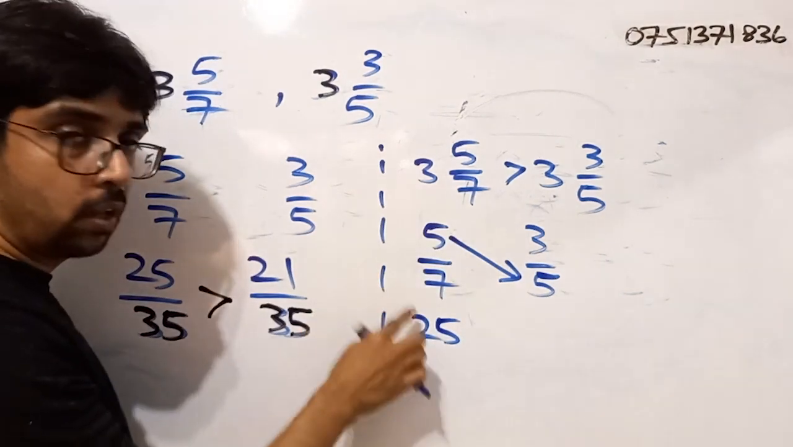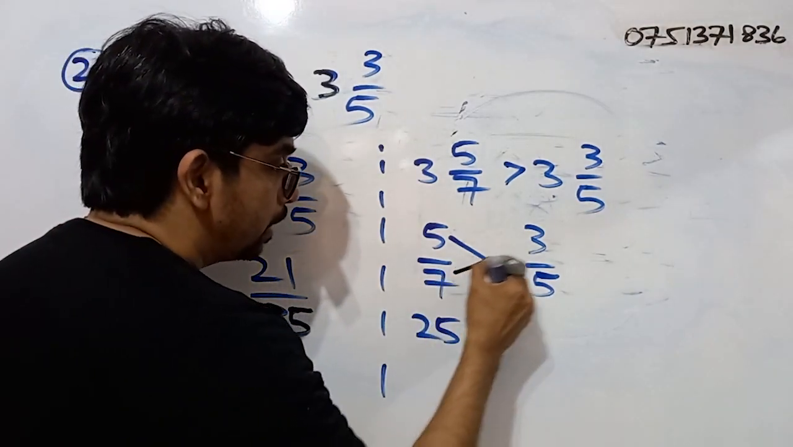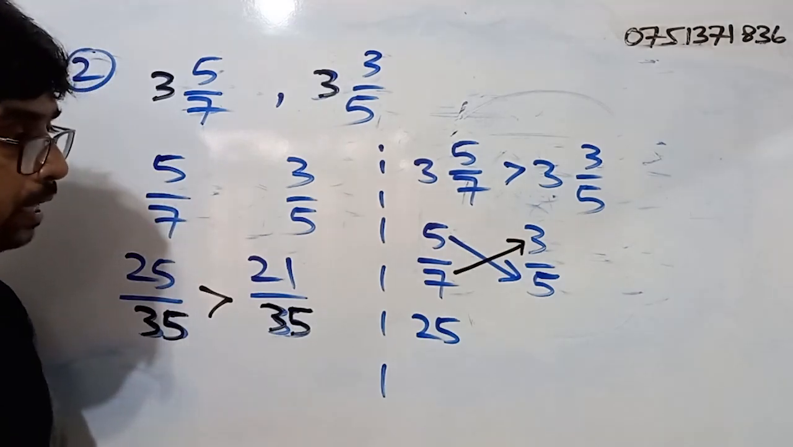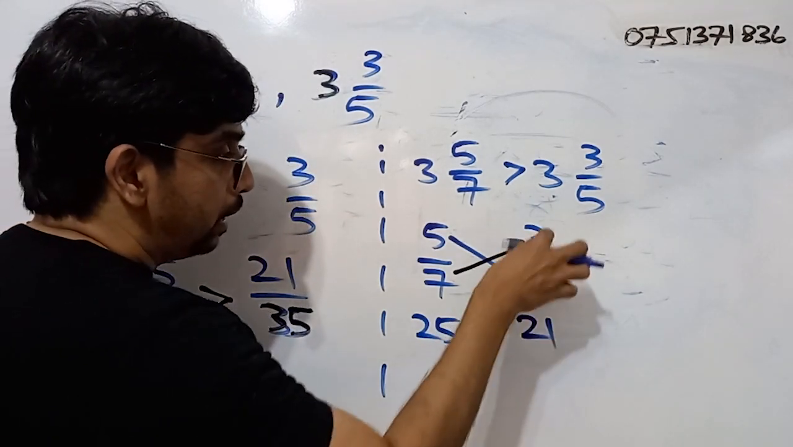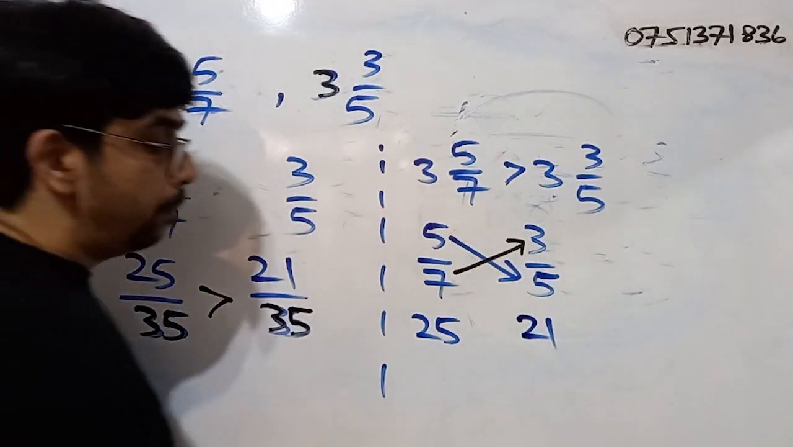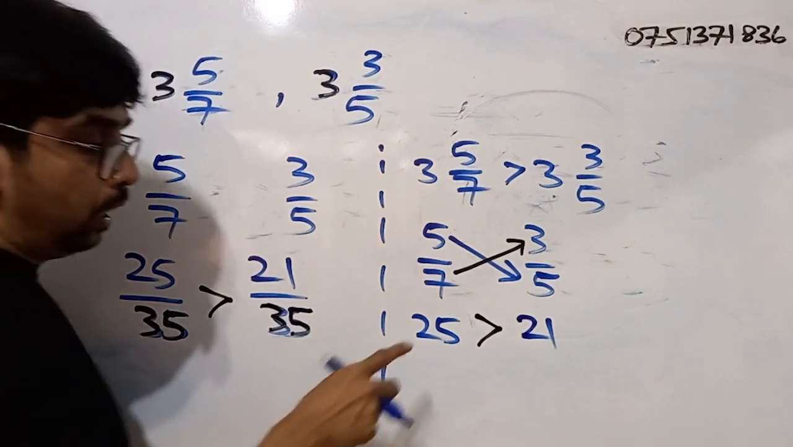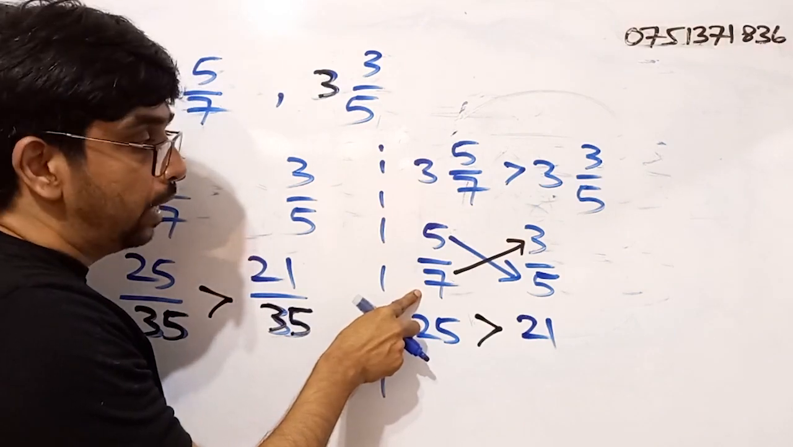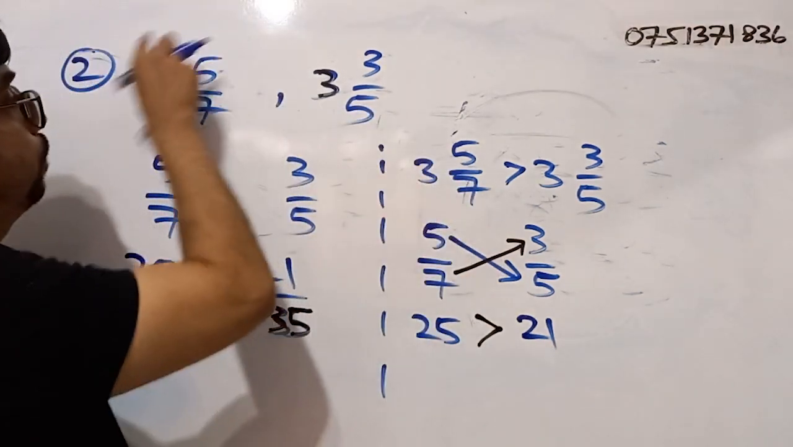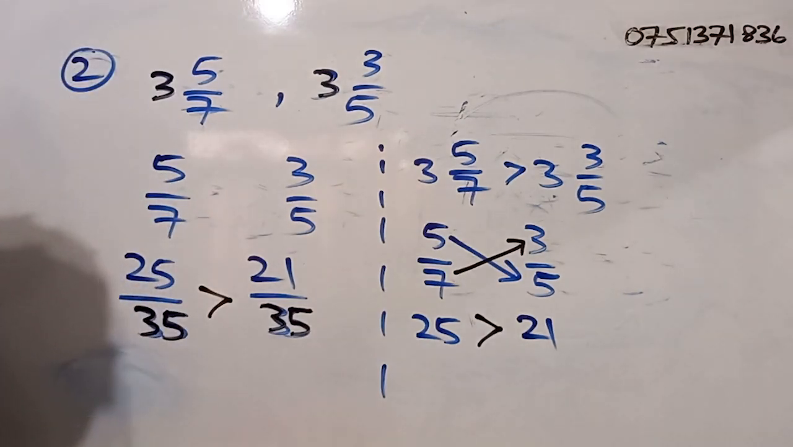Now remember, this is a shortcut. Next, multiply 7 into 3. 7 into 3, what do we get? 21. So we write it under 3 by 5. Now we compare. 25 is larger than 21. 25 is under 5 by 7. That means we can select this mixed number. So that is a shorter way.